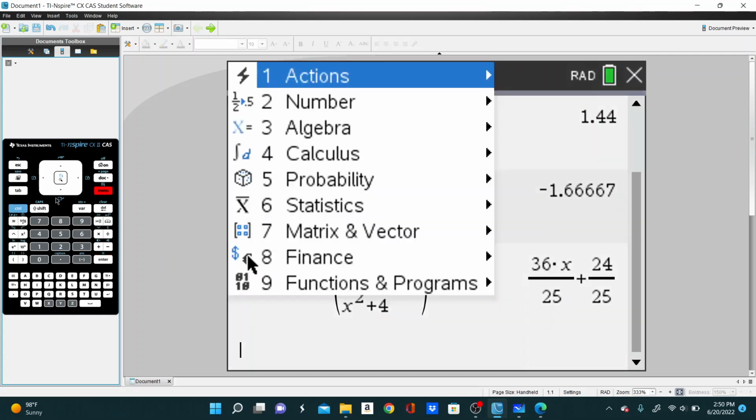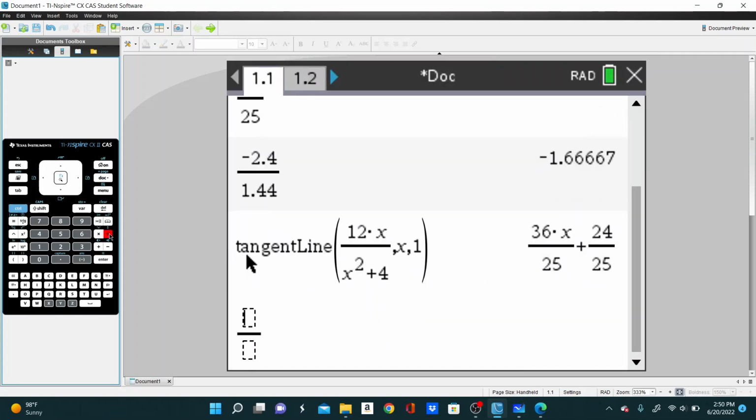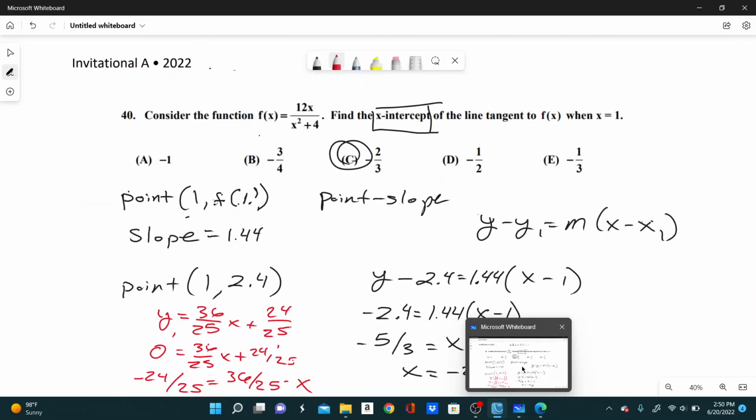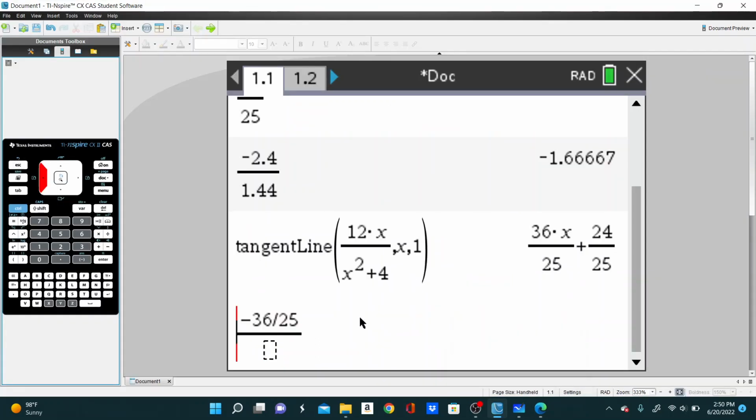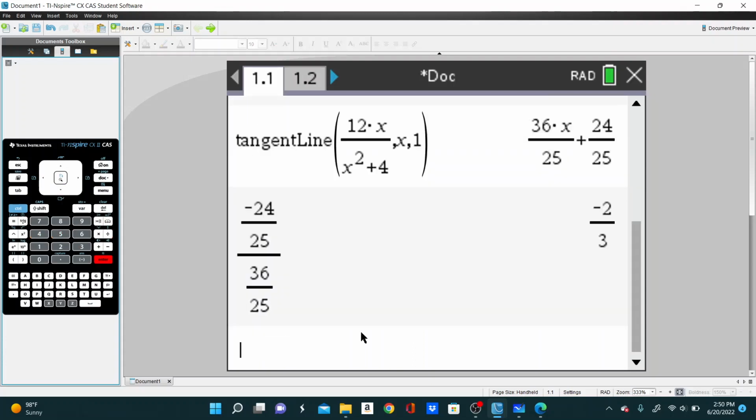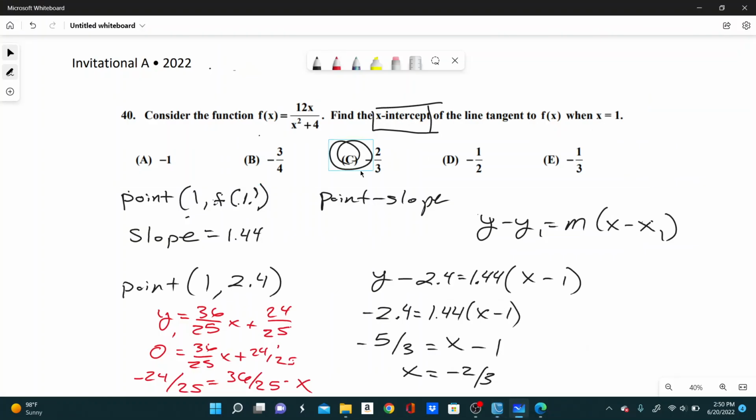So we have negative 24 over 25 divided by 36 over 25, and we get negative 2/3. So you basically just skip the step of having to use point slope to find the equation of your line, but you still have to use a little bit of logic to figure out what your x-intercept is going to be. So in both cases, we got negative 2/3, and that is answer choice C.